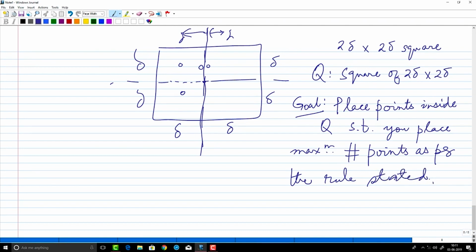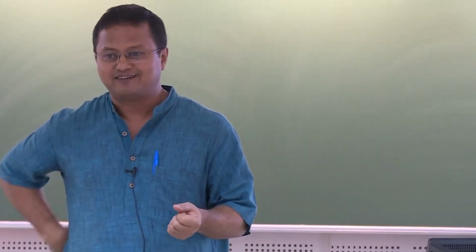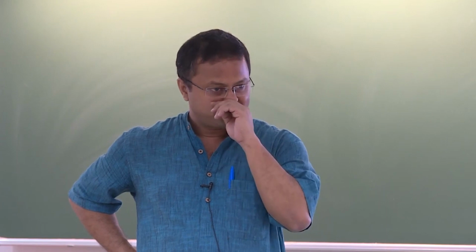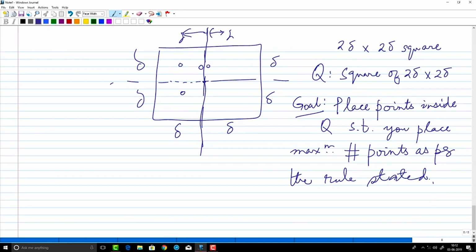Now, the question is, how many points can you place? 6. Only 6? Can someone not come up with a little bit better solution? So, you mean 6 in total or 6 only on one side? 6 in total, okay. Can we not do it this way? A point here, here, here, here, here, 5 points on this side, similarly 5 points on that side.